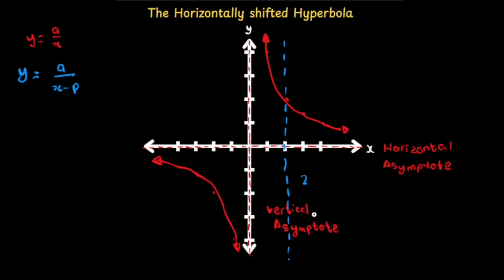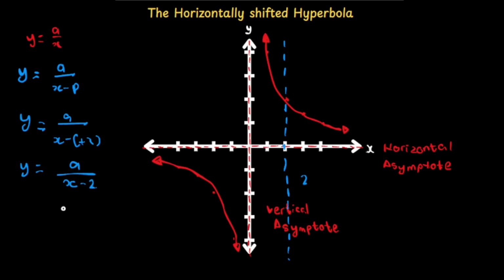So this new vertical asymptote that I've created has the equation of x is equal to 2. In order for me to find the correct equation for this hyperbola, I would simply have to substitute in the 2 value for p. So that would give me y is equal to a over x minus a positive 2 on the inside of this bracket. If I expanded this denominator for this fraction, I would get y is equal to a over x minus 2.